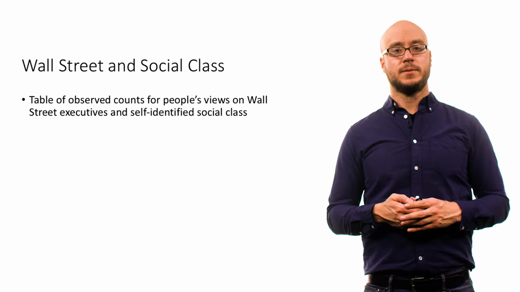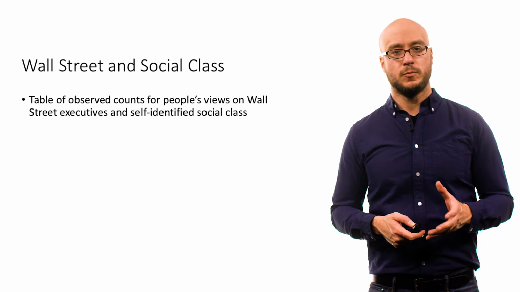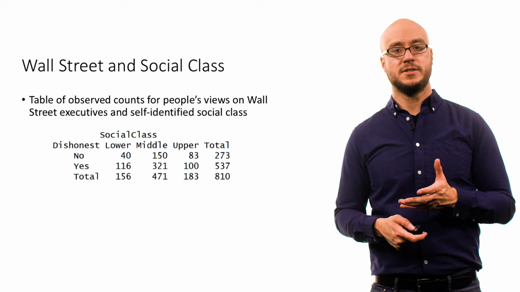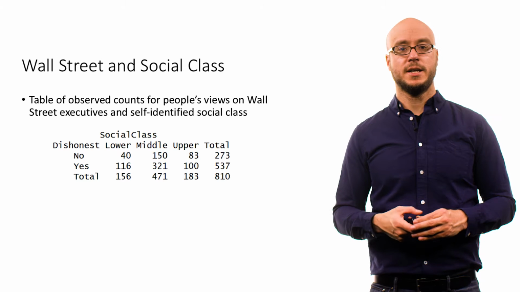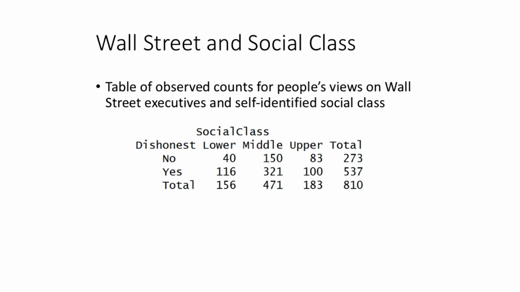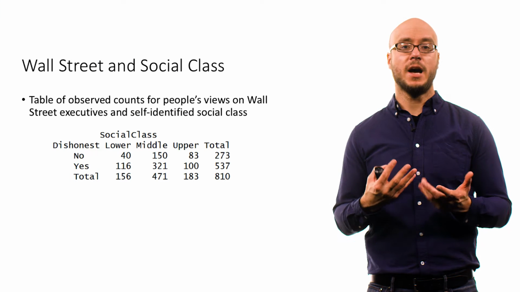So let's look at the table of observed counts for people's views on Wall Street executives and self-identified social class. This is our contingency table of counts. You can see that I've included here the marginal totals: the number of people who identify as lower, middle, and upper class, and the number of people who think Wall Street executives are dishonest, meaning yes, versus no, those people who think Wall Street executives are in fact not dishonest.